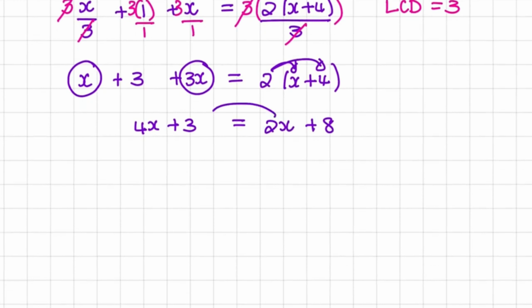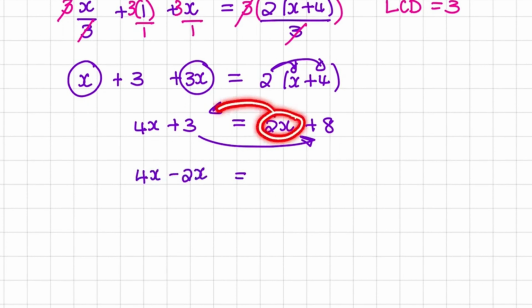Now I would move my x's to the left and my constant values to the right. So I have 4x minus 2x. Remember, when you move things over the equation sign, that positive value becomes a negative value. And if I move the 3 over, I have 8 minus 3. So on the left, I have 2x is equal to 5.